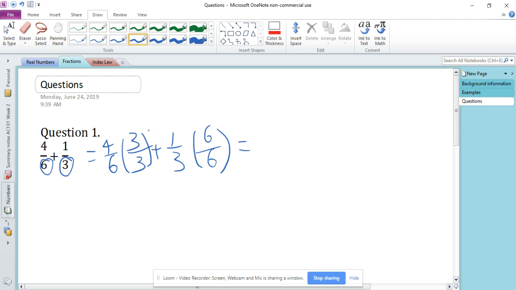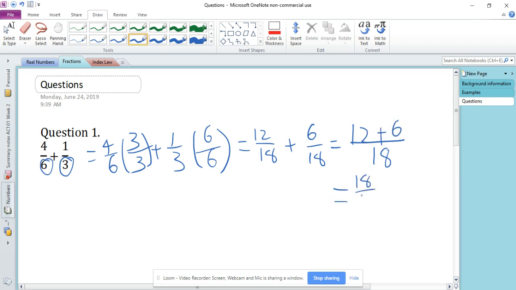And then do the multiplication. So 4 times 3 is 12. 6 times 3 is 18. Plus, do the same thing. 1 times 6 is 6. Over 3 times 6 is 18. Then combine together because the bottom parts are the same. 12 plus 6 is 18. So 18 over 18 is 1.